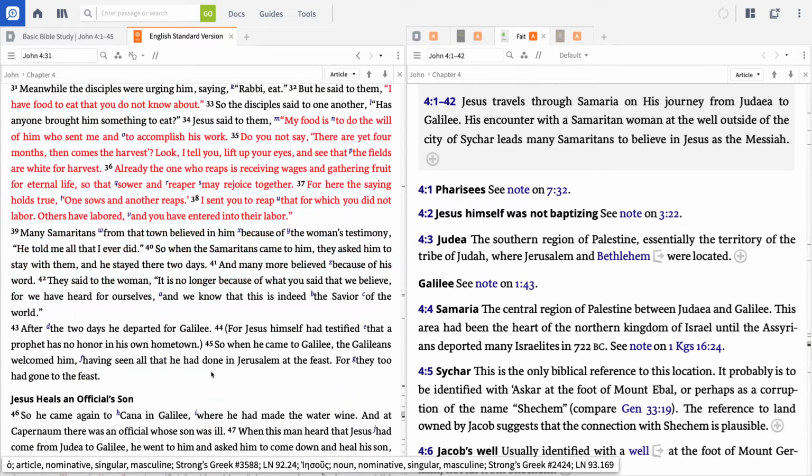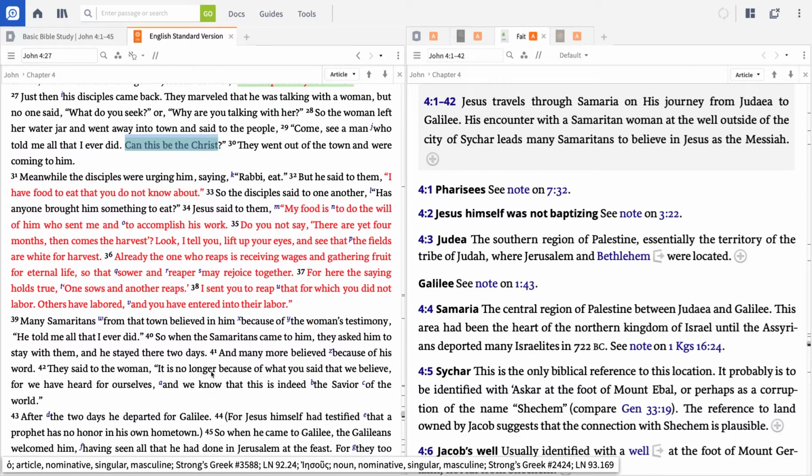I'm trying to decide. I think this is all one cohesive lesson and story here. And I think we will have to study it all together.